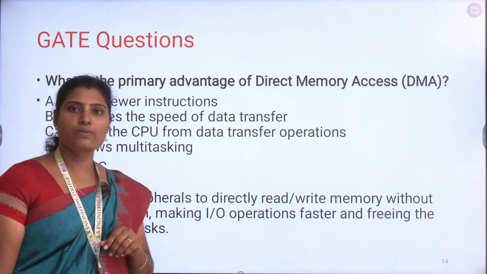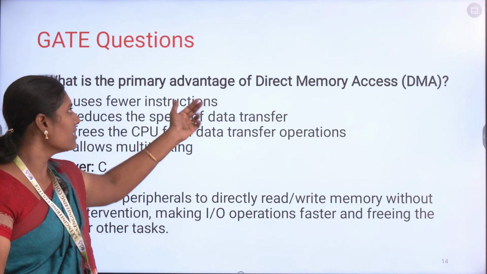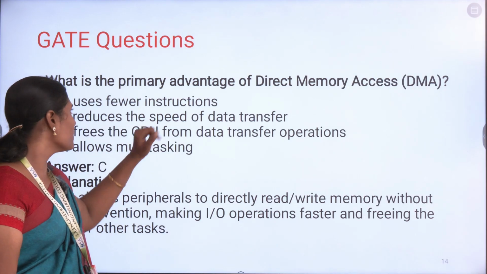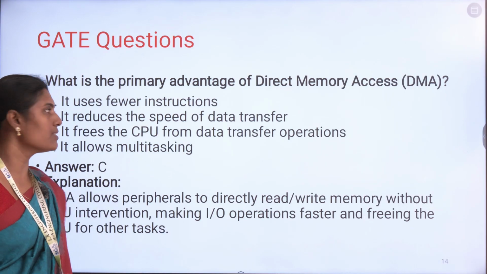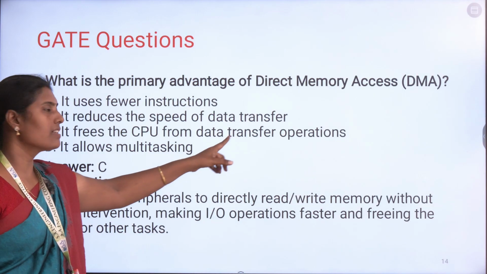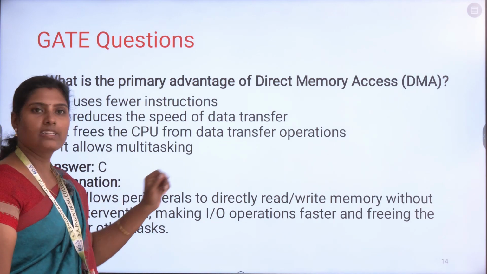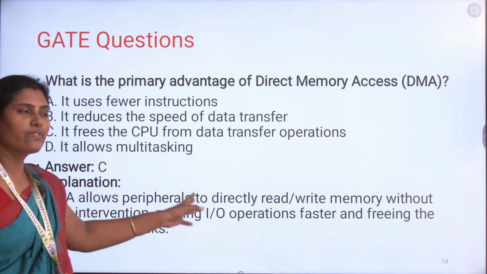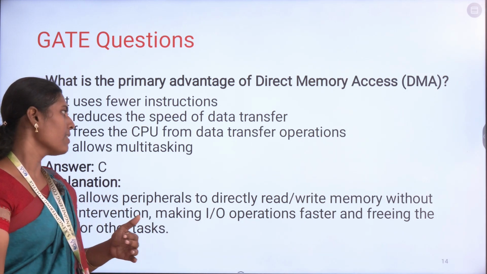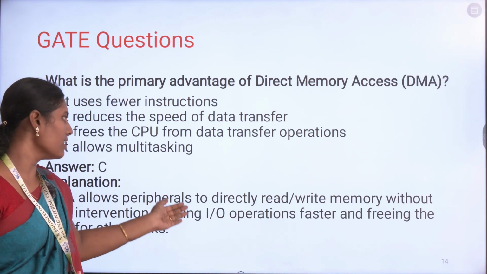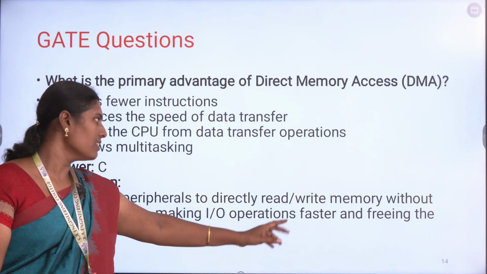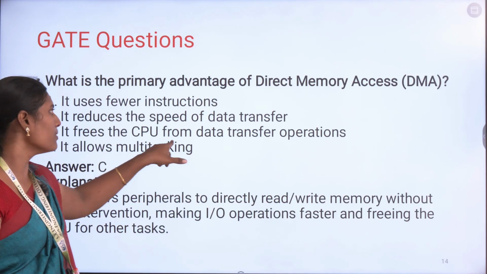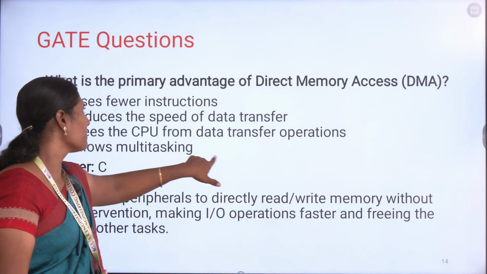So now we'll see the GATE questions. First, what is the primary advantage of direct memory access? We have 4 options here: it uses fewer instructions, it reduces the speed of data transfer, it frees the CPU from data transfer operations, it allows multitasking. The correct option is answer C, because DMA allows peripherals to directly read and write the memory without CPU intervention, making the input-output operations faster and freeing the CPU for other tasks. So the correct answer is C. It frees the CPU from data transfer operations.